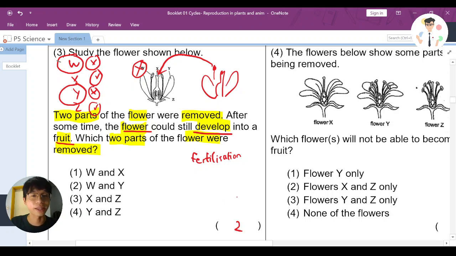Now, I just need to clarify that all of these parts are actually important, but the ones taking the main role are X and Z, which are the female reproductive parts.